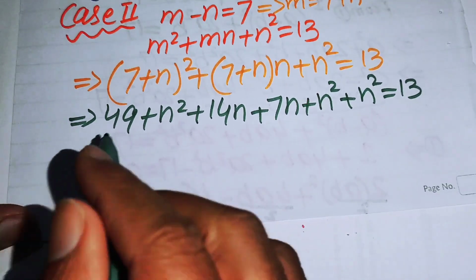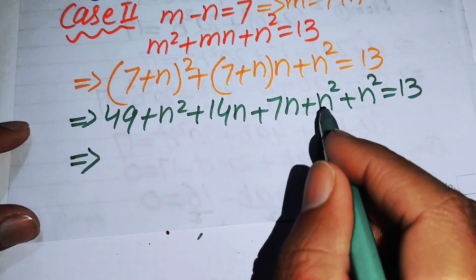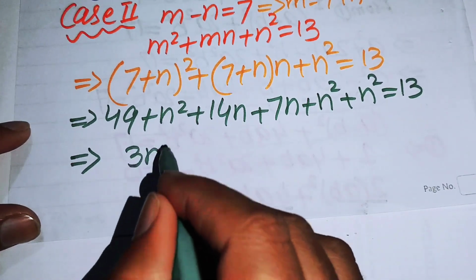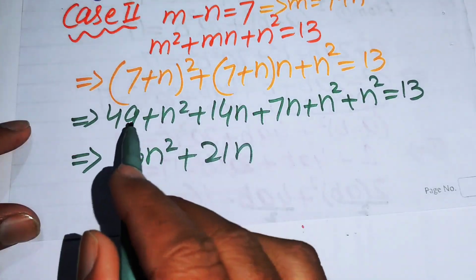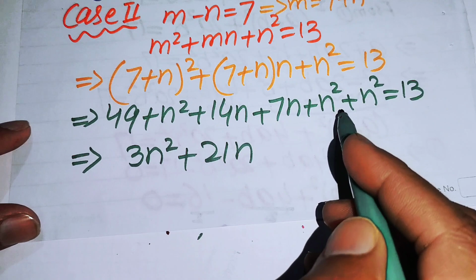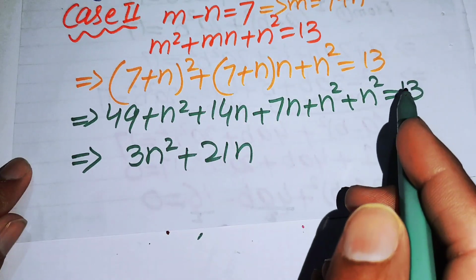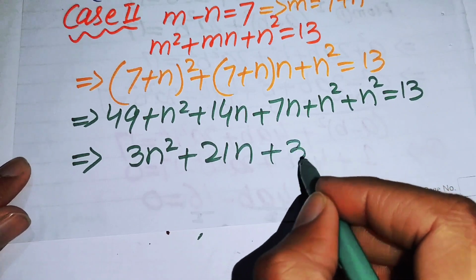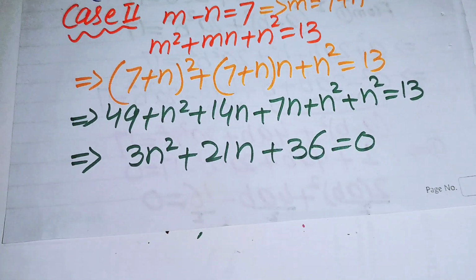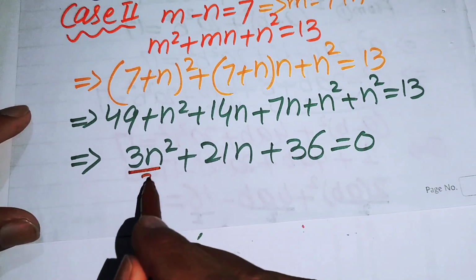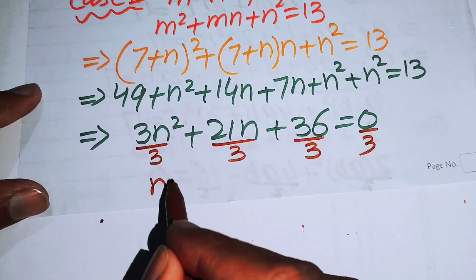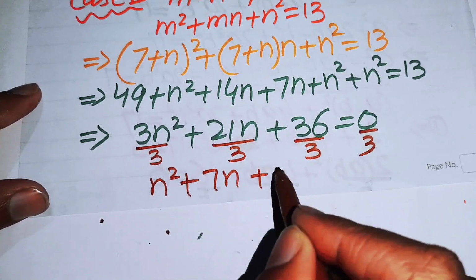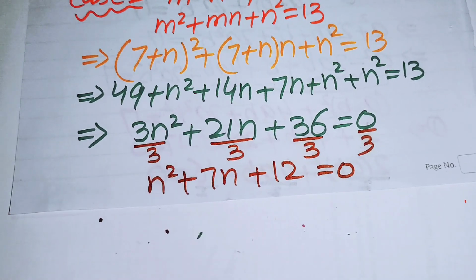And now we will add the like terms, and you have n squared plus n squared, and you get 3 times n squared, and 14n plus 7n equals 21n, and 49, we move this 13 to the left hand side, so 49 minus 13 equals plus 36, and this whole equals 0. Here you see that we have 3 as the common term, so we divide each term by 3 on both of the sides. So here you obtain n squared plus 7n plus 12 equals 0.